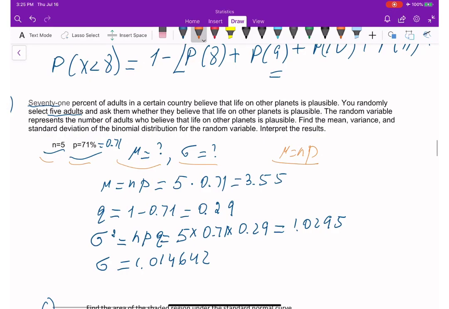Next, sigma, standard deviation. So we need sigma squared, the variance. What's the formula for variance? Sigma squared is equal to n times p times q. Let's see, do I have n? Yes, I do. I have p, the probability of success. Yes. Q we can find out. Here it is, very easy. And plug in the numbers. That's how I'm doing it.